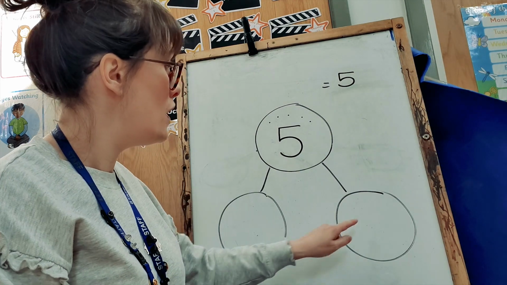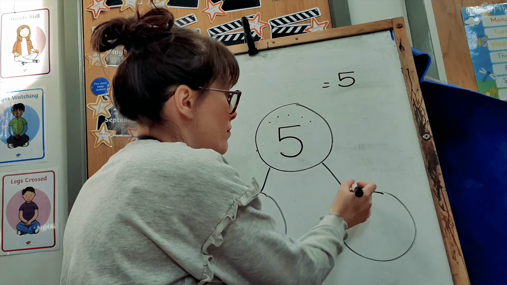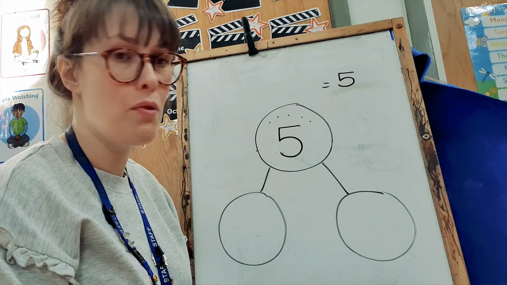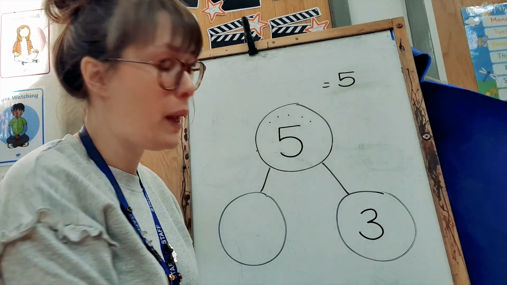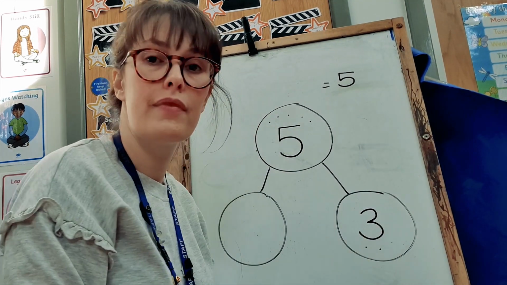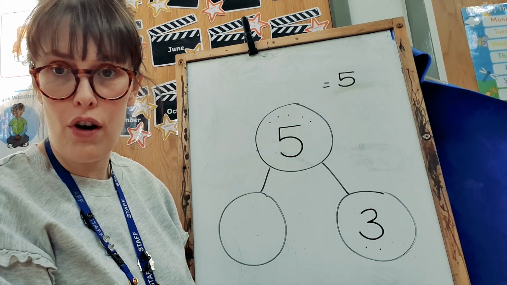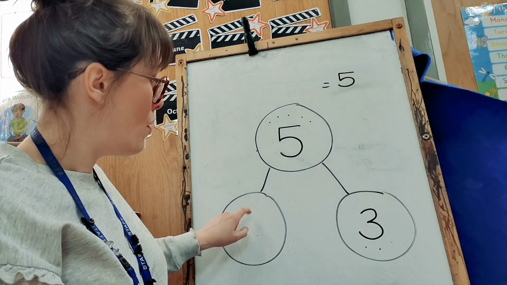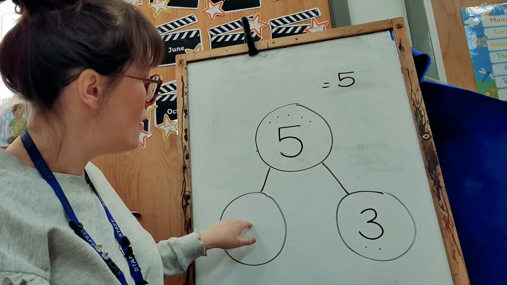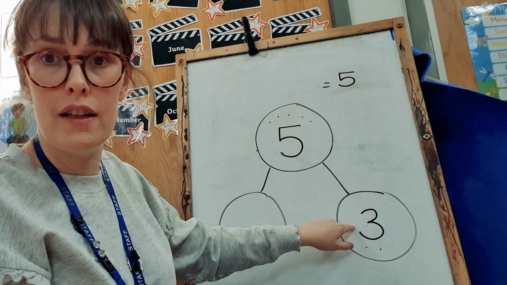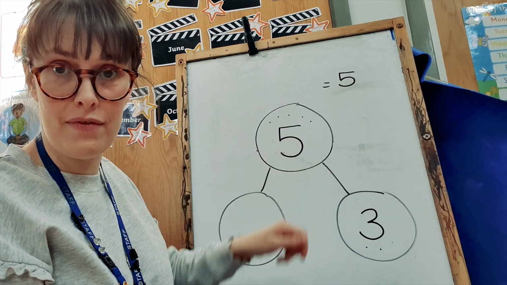Okay, I'm going to give you one of the parts. Okay, I'm going to give you the number 3. Can you now, with your adult or on the carpet, have a think, what is my missing part? So what number goes with 3 to make 5?